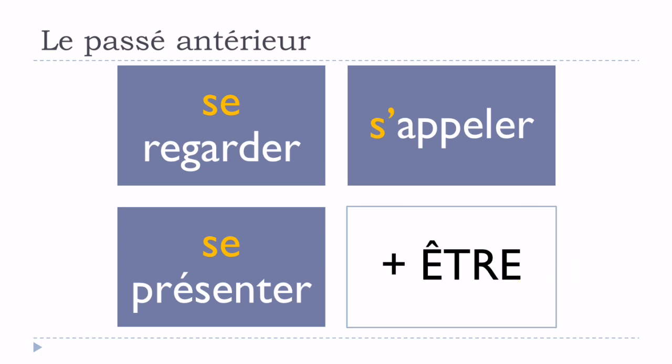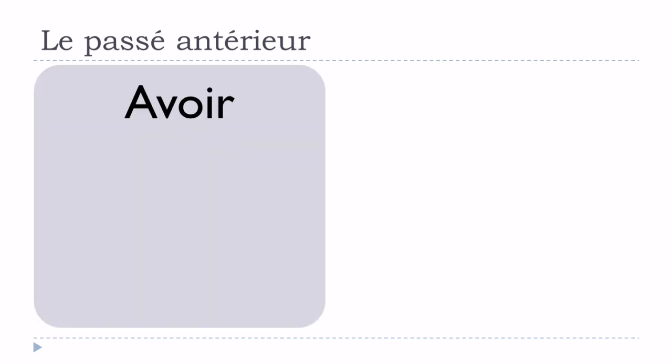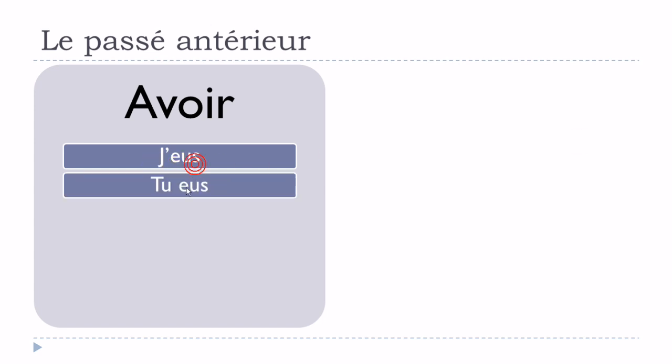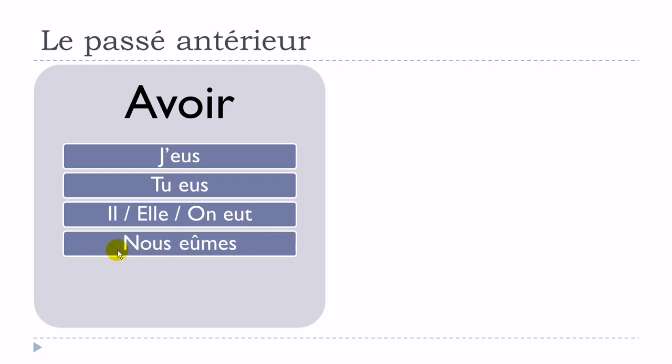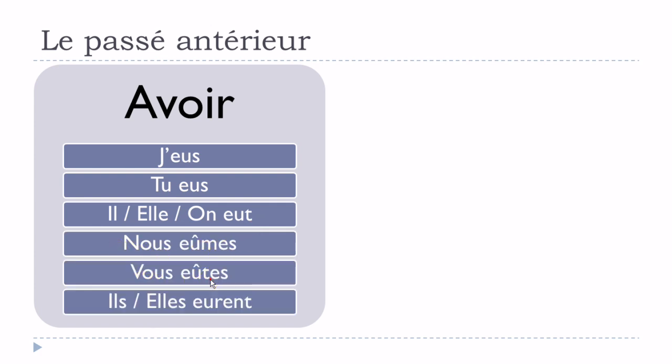compound tenses in French. So let's see now how avoir is conjugated at le passé simple, because that's the first part that we will use in this passé antérieur form. And it's j'eus, tu eus, il, elle, on eut, nous eûmes, vous eûtes, ils eurent, elles eurent. Okay, so j'eus, tu eus, il eut, nous eûmes, vous eûtes, ils eurent.